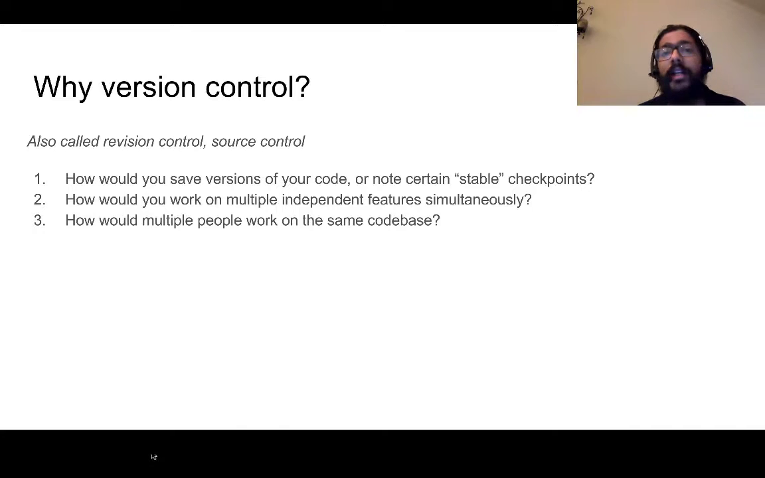So how do you save multiple versions of the application? What if you want to go back to the previous version? Will you copy the entire folder, right? Will you have two copies of the folder, right? Is that what you would do?